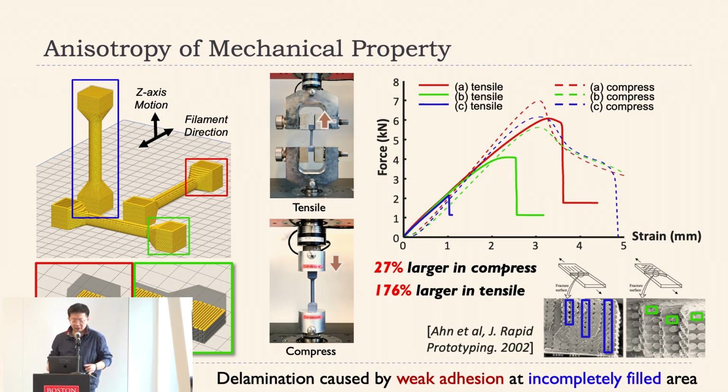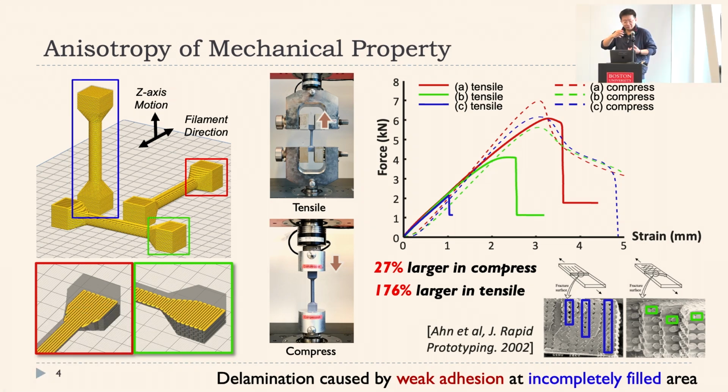But besides that, let's look at the simple mechanical part of 3D printing. The simple tensile bar is what I show on the left of the screen. If you print it along different directions and apply tensile testing, you will find they have totally different failure points along these three different directions.